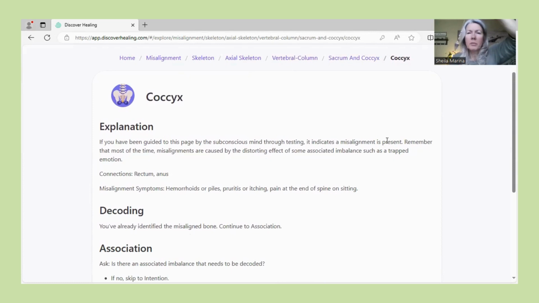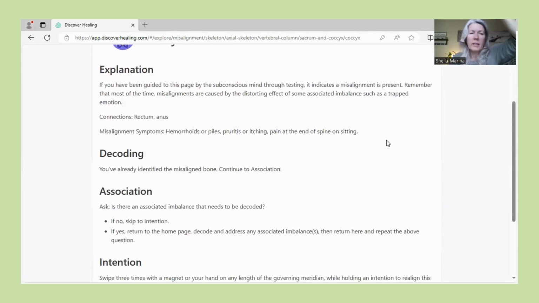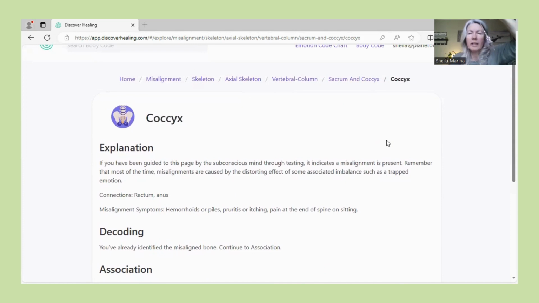Is there any trapped emotion here that's stuck in this? No. And do we need to know anything else? And is there any associated imbalance? And are we able to reset this coccyx bone now for Gus? Yes. So we're just going to go ahead now, swiping along the governing meridian, the full intention now to reset the bone, to realign that bone so that it's operating at its full capacity. So let's find out here, has this coccyx been reset?